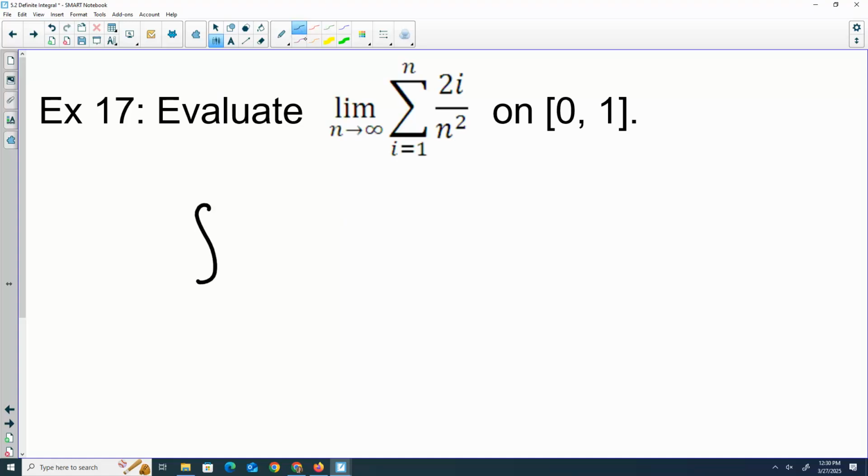From where to where? 1 to n. 0. 1 to infinity. 1 to 0. Oh, 0 to 1. Sorry, I was looking at the wrong thing. Okay, because we have that integral, so it's an integral from 0 to 1.